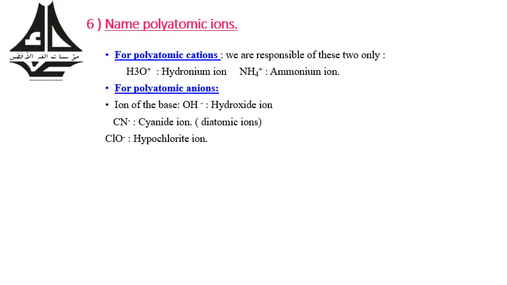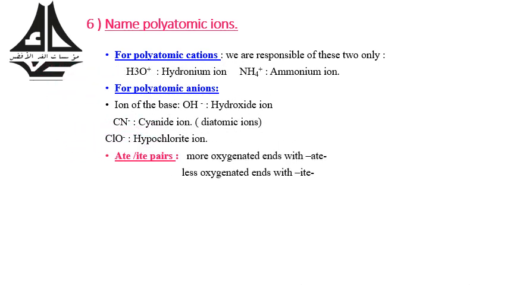Now we start with the polyatomic anions, and specifically here we have at first the diatomic anions. We have the ion of the base, it's very important: OH minus, hydroxide ion; CN minus, cyanide ion. They are diatomic ions, these ones. ClO minus, it's the hypochlorite ion.